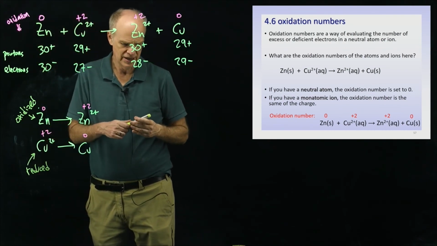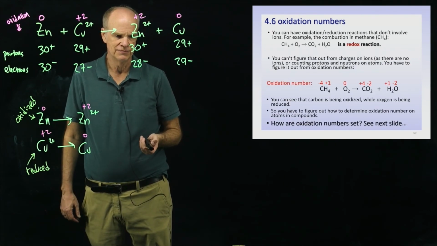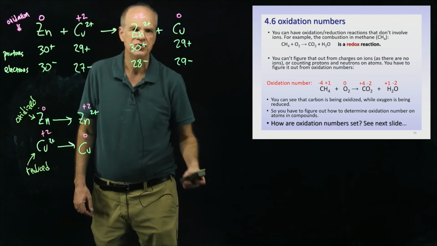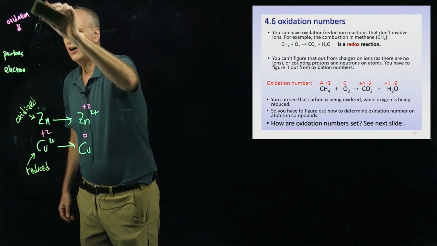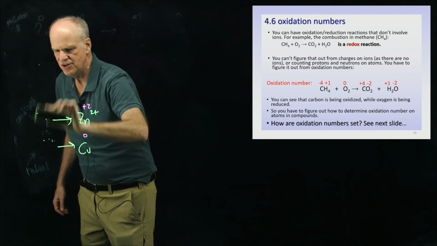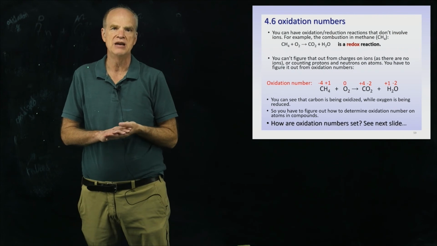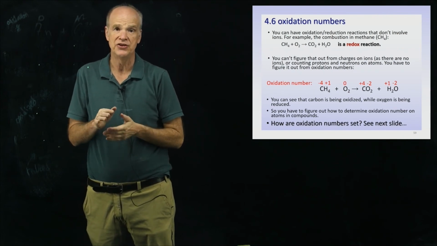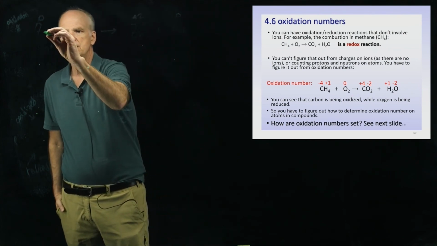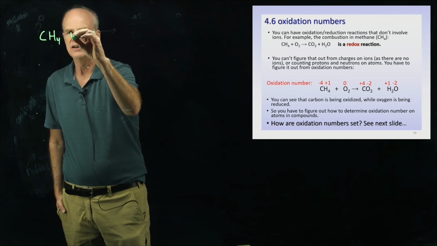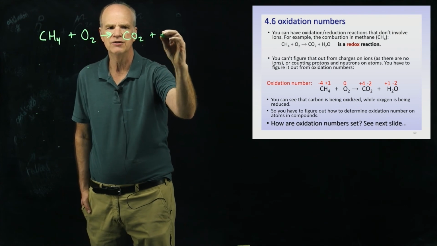All right, so in this slide, I'm just writing out what I just described. A lot of times you're going to be given a chemical reaction that is a redox reaction, but the problem is the reaction may be a little bit more complicated than just having free atoms and ions, and so it may be more difficult to figure out what the oxidation numbers of the elements are. So let me give you an example of one of these kinds of reactions. Here we have methane, and it's reacting with oxygen, and it's producing carbon dioxide and water.